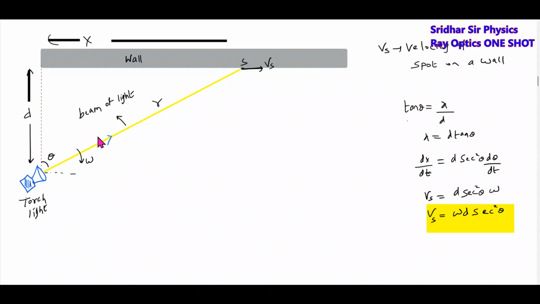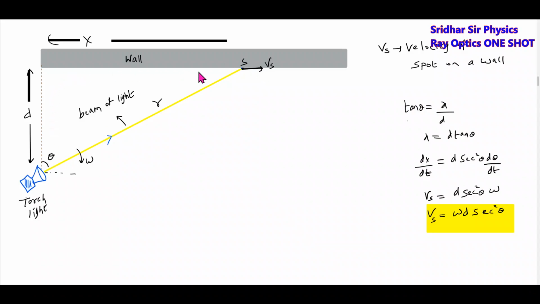Next we have the torch light. This will send a beam of light which is incident on a wall. As I rotate this torch light with an angular velocity omega, what is the velocity of the spot on the wall? This is a basic thing. Let the torch light be at a distance d from the wall. Then from this triangle, tan theta equals x by d. As I rotate the beam, the spot will move along the wall. The velocity of the spot will be along the wall, not perpendicular to it.